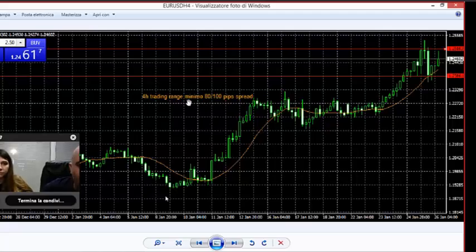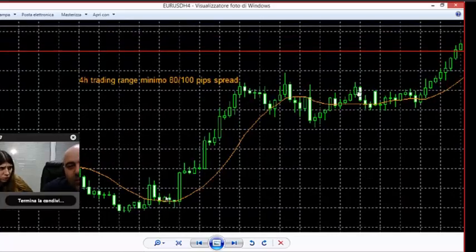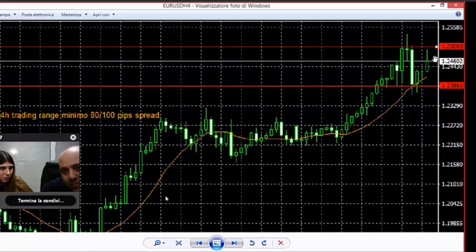Then we have 4 hours trading range. Minimum 80, 100 pips spread. In this case, I see, considering the last 4, 8, 12, and 16 hours, I have a trading range between 125 and 123 and 86.